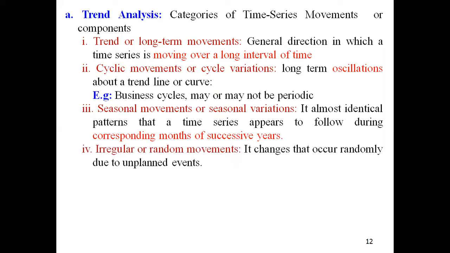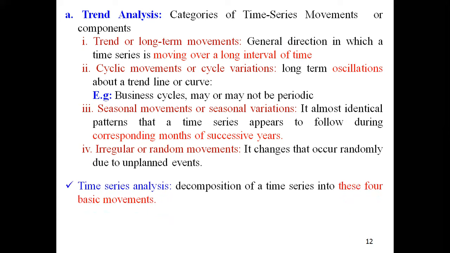And then coming to the next one, irregular movement. These are changes that occur randomly due to unplanned events. That means because of an unplanned event, it happens. This is trend analysis in time series. The best example is population. That means based on any trend, long term, you are taking anything, like airlines in a year, and then in the next year. That's called long-term movement. Next year, what happened? That is trend analysis.